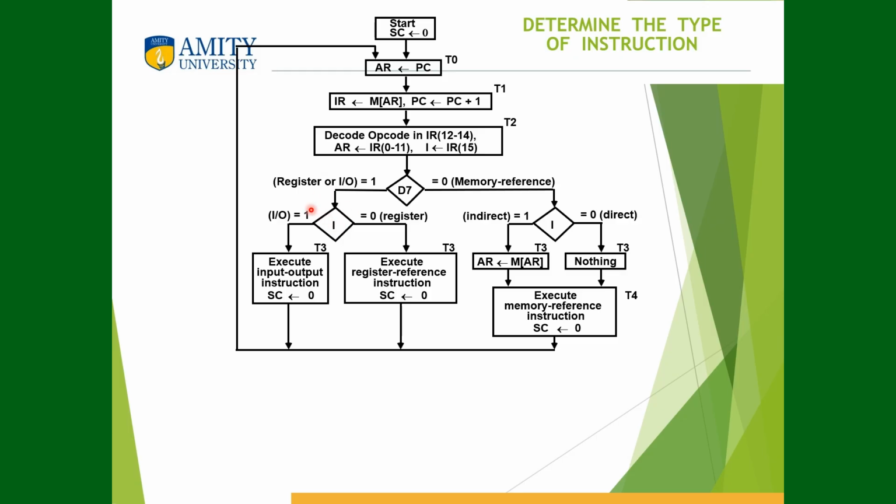Now looking at the input output as well as the register reference, the I bit in these two determines the difference between the two of them. So when I is 0, it is a register, and when it is 1, it is input output. Again at T3, depending on which case it is, we execute the input output instruction and set the sequence counter to 0, and if it is a register case, we execute register reference and set the sequence counter to 0. This way we are able to go all the way back again and execute the next instruction set.